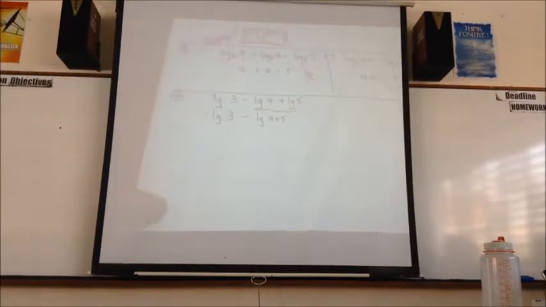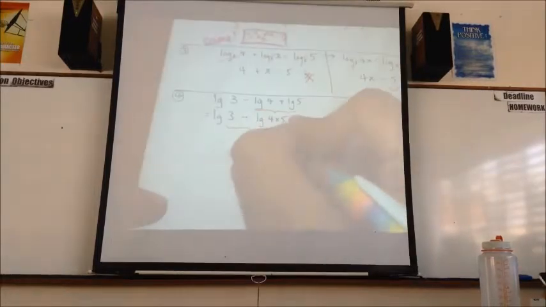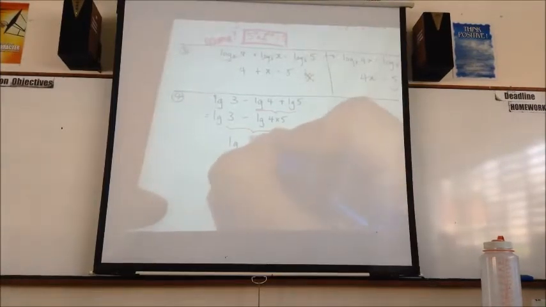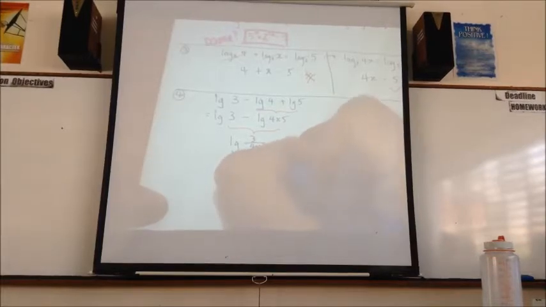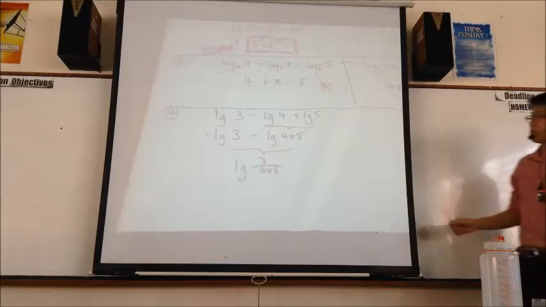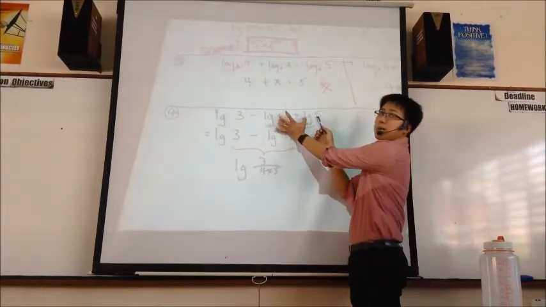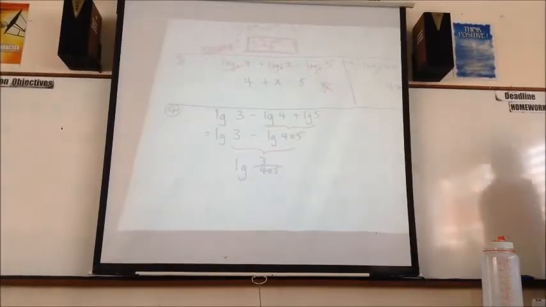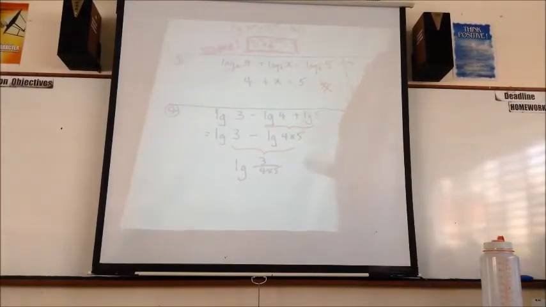Then after that, can I combine these two together? Yes. What must we do now? Then after that, I write log 3 over 4 times 5. Yeah, some of you already start saying wrong. So can I choose to combine these two? I combine these two, then I get this. Now, this is a big wrong.